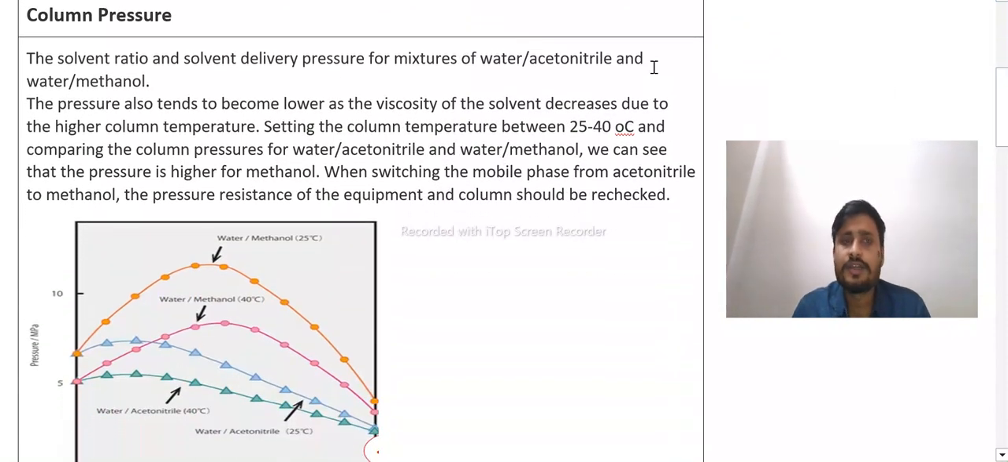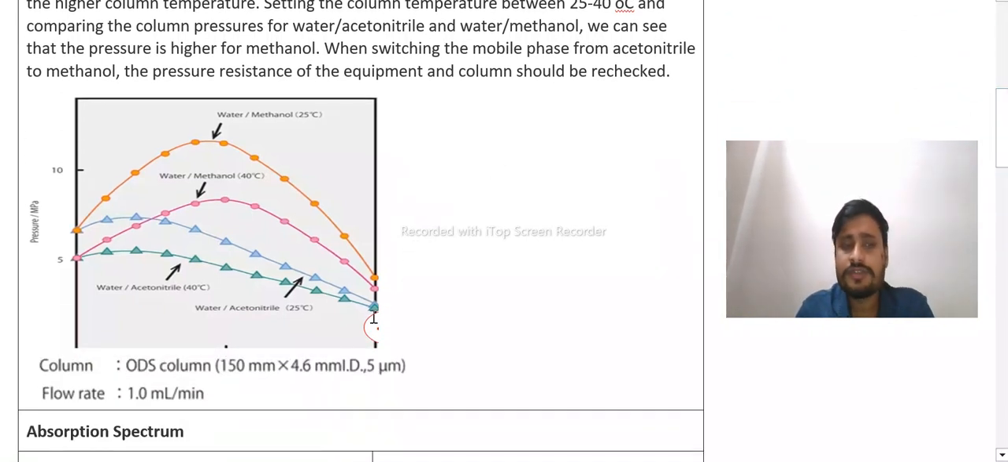Okay guys, if we prepare two mobile phases, one a water-ACN mixture and the other a water-methanol mixture, and inject them in HPLC at different temperatures, the first at 40 degrees centigrade and the second at 25 degrees centigrade, what do we get? We will discuss with the help of this graph, using an ODS column of 150 x 4.6 mm and 5 micron dimension, with a flow rate of 1 ml per minute.